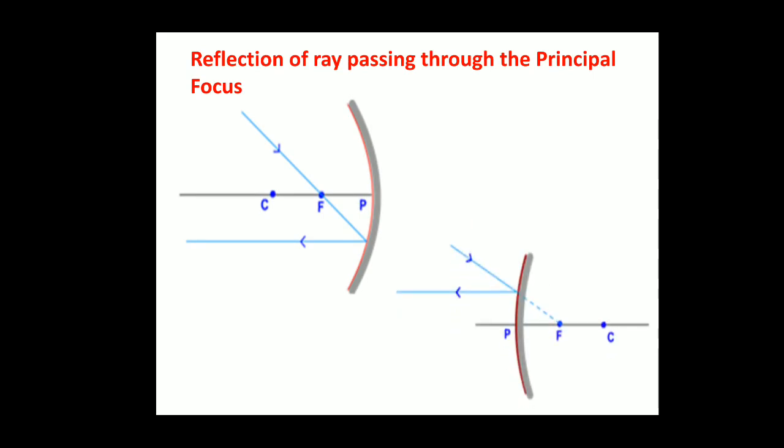This will happen for the convex mirror. The incident ray, if I allow it, will go to the focus, but because of the mirror it cannot pass through. But after reflection, if I observe, it is parallel to the principal axis. Children, if you observe this diagram and the previous slide diagram, both appear the same, only the arrow differs. The arrow says which is the incident ray and which is the reflected ray. This is rule number 2.